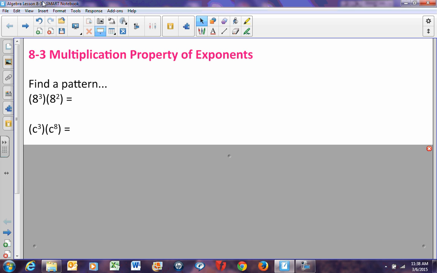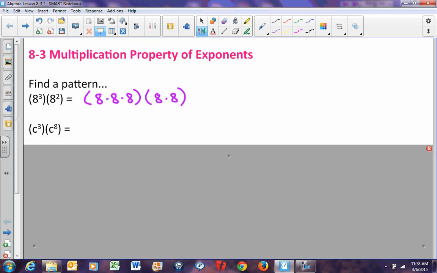Let's look at something here. We're going to find a pattern. If I have 8 to the third times 8 to the second, that is the same exact thing as saying 8 times 8 times 8 multiplied by 8 times 8. Now, if I had to multiply those out longhand, that may take me a long time, but that's not what I'm looking for. I have a lot of 8s here. In fact, I have 5 of them, 3 and 2. This is the same thing as saying 8 to the 5th, because there are 5 8s.